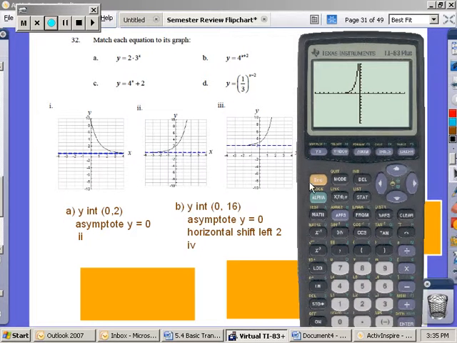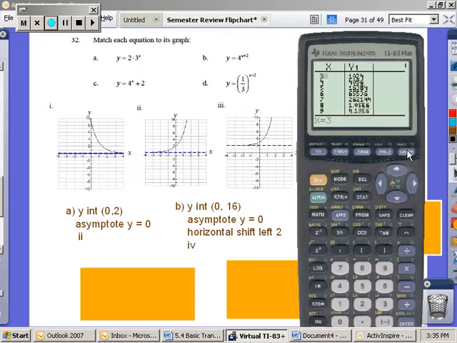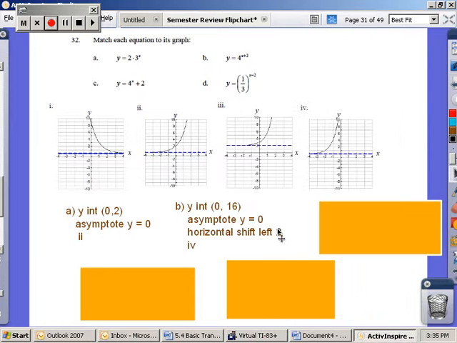I also can go to second graph, check to see when x is 0, what is y? y is 16, so my y-intercept is (0, 16). I do not have a k value, so my asymptote is y equals 0. And my horizontal shift is 2 to the left because it's a plus 2, so I go to the left 2.